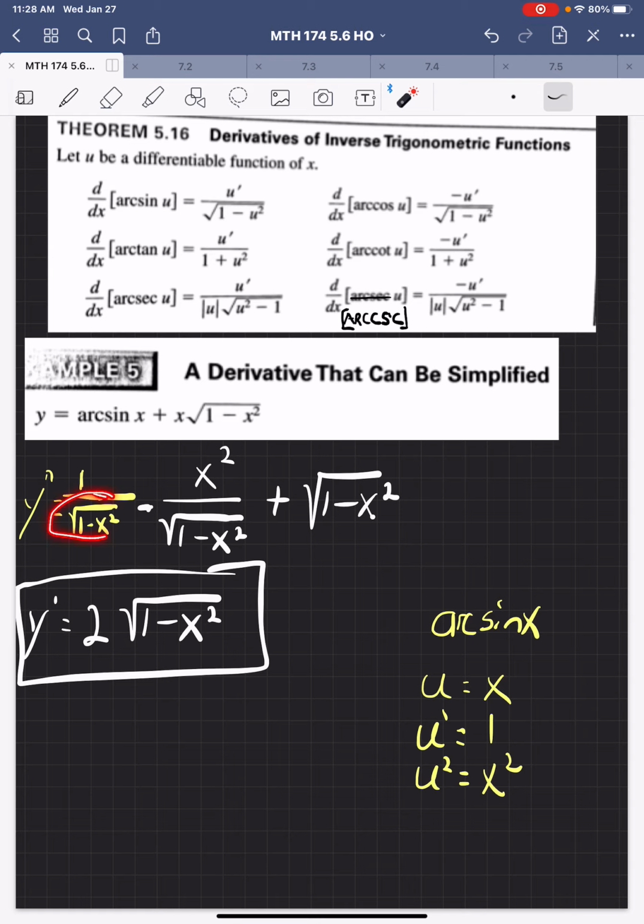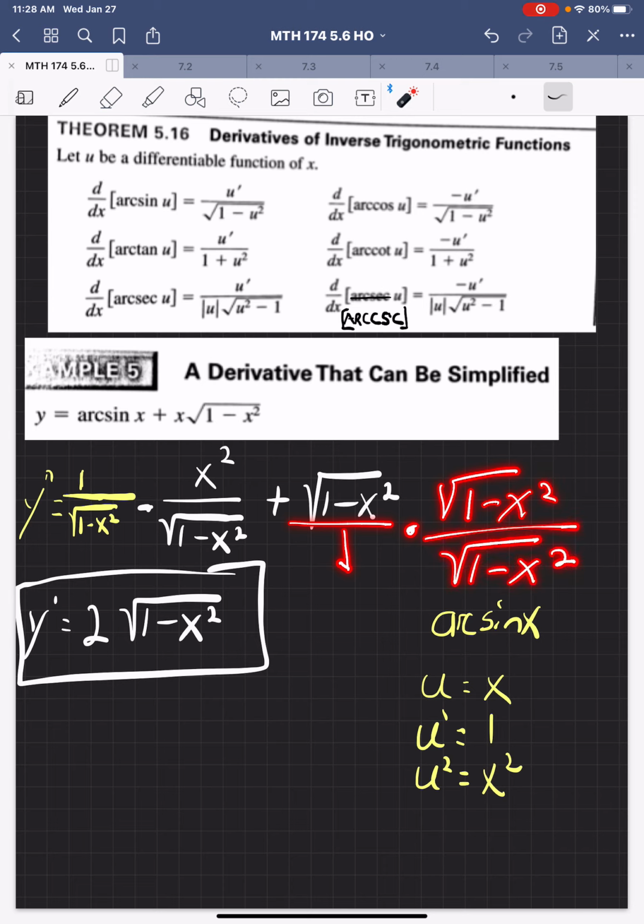So if you have the square root of 1 minus x squared here and the square root of 1 minus x squared here, you can think about this as a fraction over 1. You would have to multiply this by the square root of 1 minus x squared over the square root of 1 minus x squared. Then you would finally have a common denominator, and then you could add the fractions.